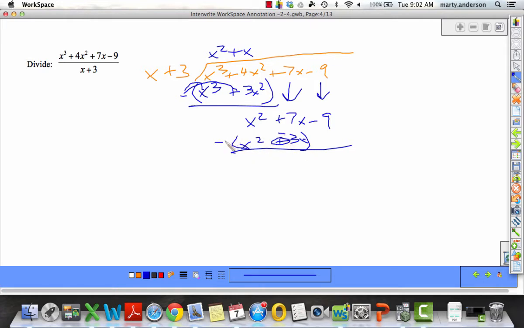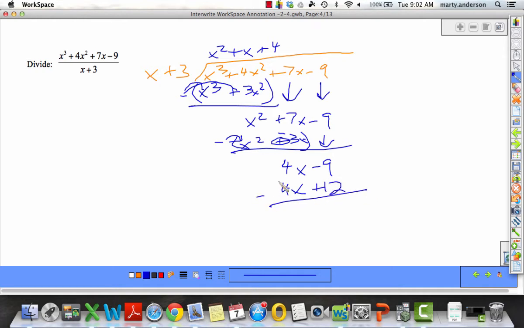This will become a negative. This will become a negative. Those go away. 7x minus 3x, 4x, and drop it down. I get minus 9. X times what is 4x plus 4? 4 times x, 4x, and 4 times 3 is plus 12.